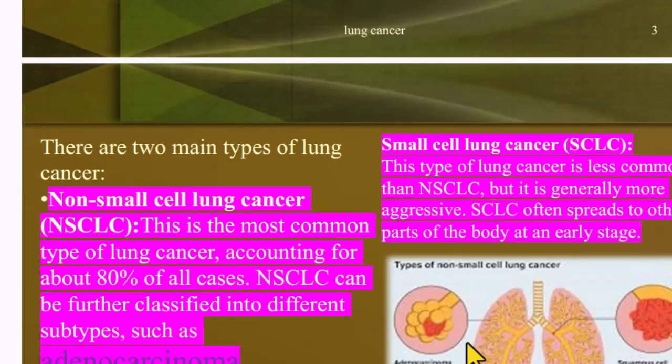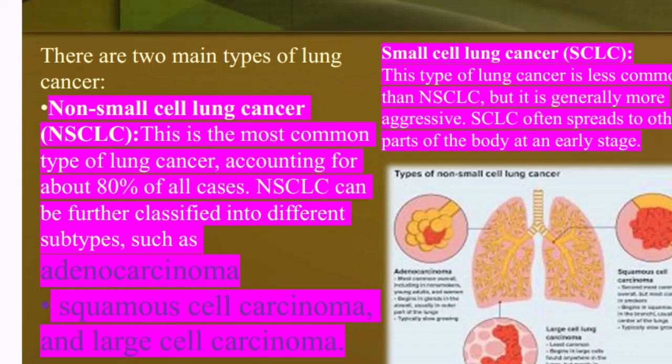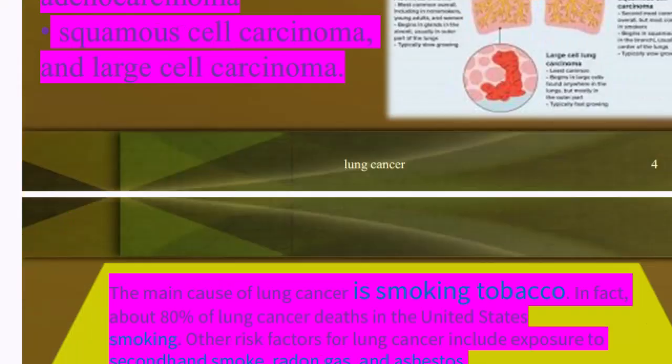There are two main types of lung cancer. The first is non-small cell lung cancer. This is the most common type of lung cancer, accounting for about 80% of all cases. Non-small cell lung cancer can be further classified into different subtypes such as adenocarcinoma, squamous cell carcinoma, and large cell carcinoma. The other type is small cell lung cancer. This type is less common than non-small cell lung cancer, but it's generally more aggressive, often spreading to other parts of the body at an early stage.